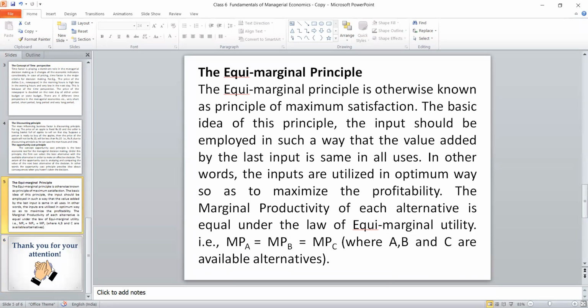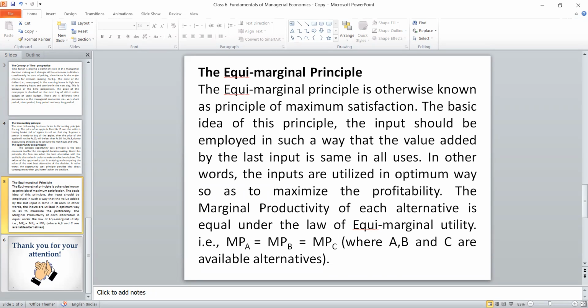And finally, the equimarginal principle. You can expect a separate question on either the opportunity cost principle or the equimarginal principle. You should say this is called the principle of maximum satisfaction: how to get maximum satisfaction out of the available resources. The basic idea of this principle is that inputs should be employed in such a way that the value added by the last input is the same for all uses. In another way, inputs are utilized in an optimum way so as to maximize profitability or minimize cost. That is the objective of any firm. So that principle we call the equimarginal principle.